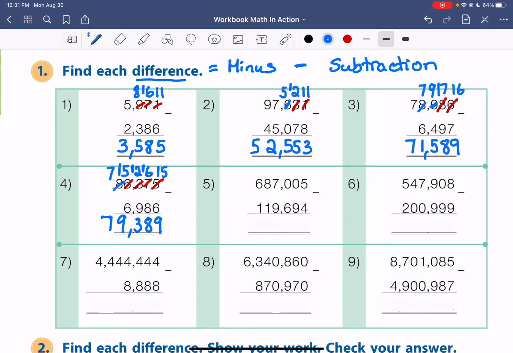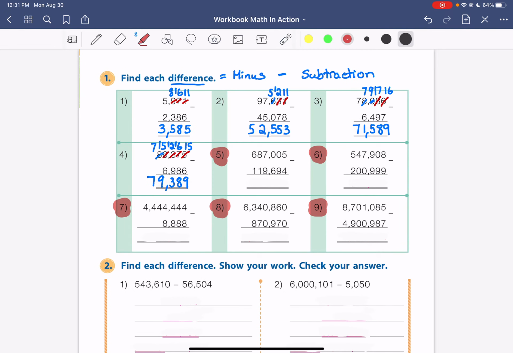All right. Let's keep going. I want you guys to try this for homework. 5, 6, 7, 8, 9, you're going to try for homework.